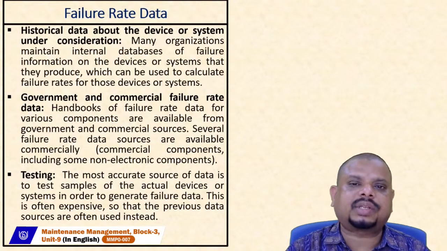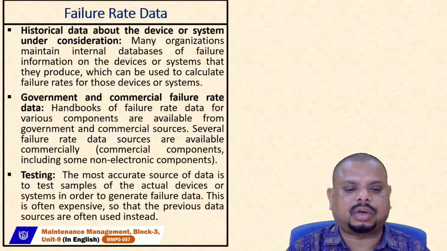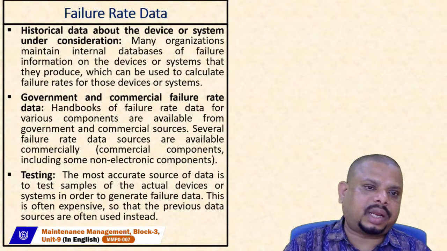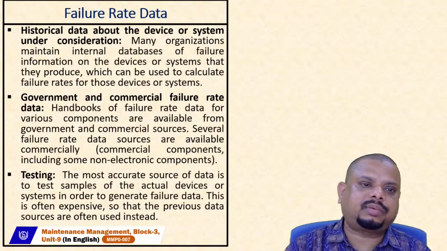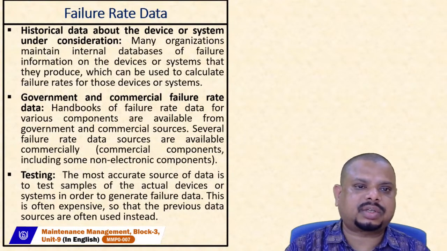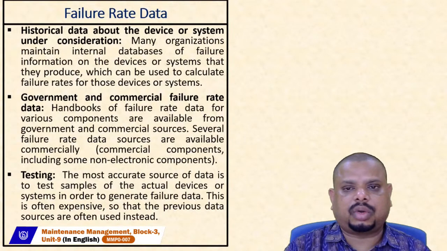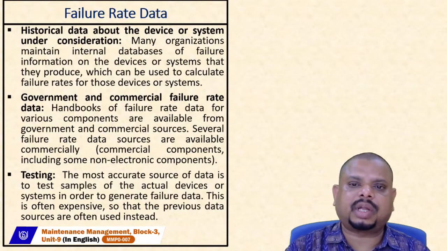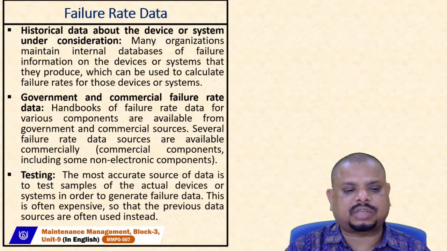The next one is known as testing. The most accurate source of data is to test samples of the actual devices or the system in order to generate the failure data. Accurate data should be used to analyze the failure rate, which provides accuracy in the calculation or estimation of failure rates. So whenever you go for testing, the most accurate source of data is testing samples of the actual devices or the system to generate the failure data. But this is most expensive, so the previous data sources are often used instead.